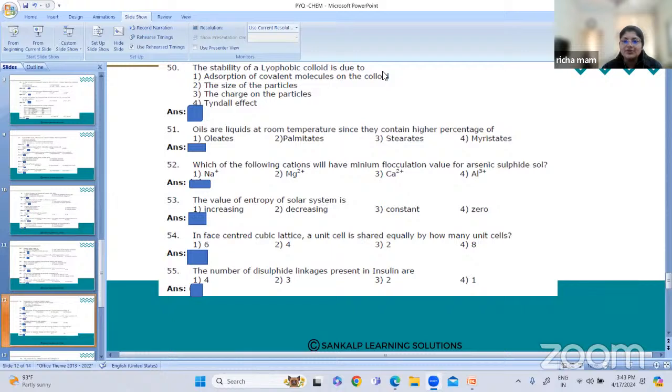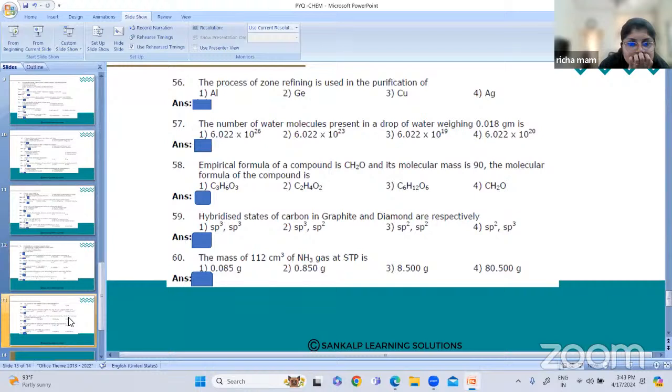So the first one you leave, that is from surface chemistry. Okay, then oils also you leave. Which of the following source and energy flowing based upon? Tell me the 58th one.